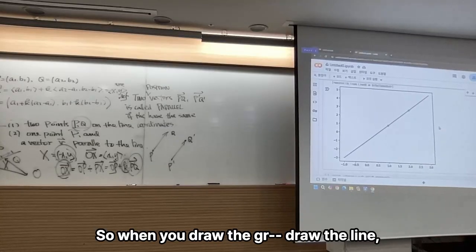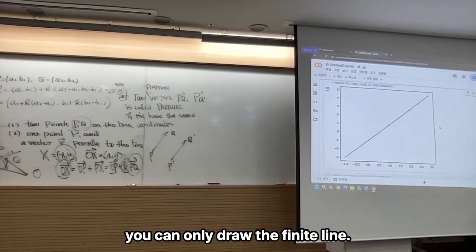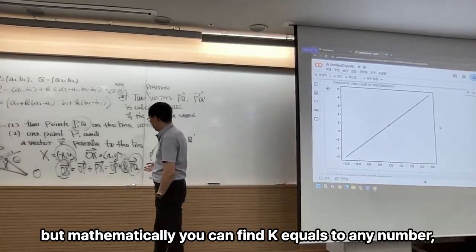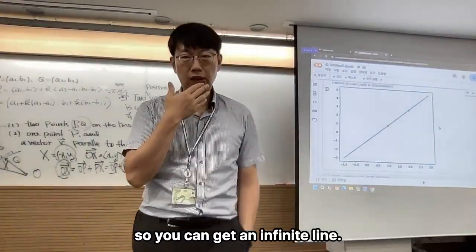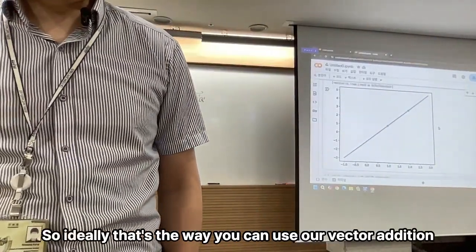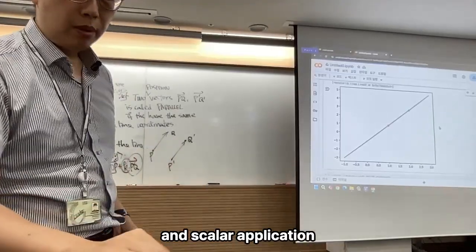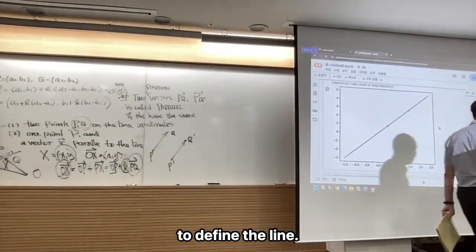So when you draw the line, you can only draw the finite line. Of course, cannot draw the infinite line, but mathematically you can find K equals to any number, so you can get an infinite line. So ideally, that's the way you can use our vector addition and scalar multiplication in mathematical settings to define a line.